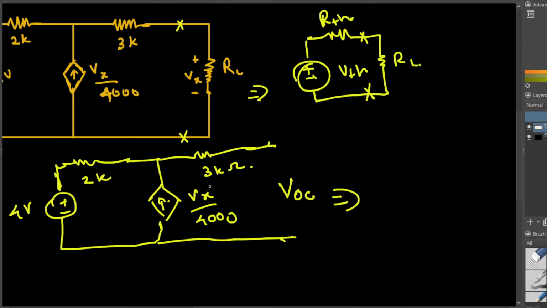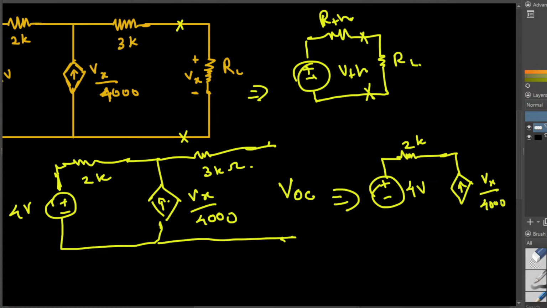If I redraw this diagram, it is going to look like this: plus minus 4 voltage, and we have a 2K ohm resistor. And then we have the voltage dependent current source right here, that is given by Vx over 4000. And we are interested in finding the VOC. If you have VOC here, that's going to be the exact VOC at this location as well, because voltages in parallel are equal all over the place. So the voltage here is also going to be the same.